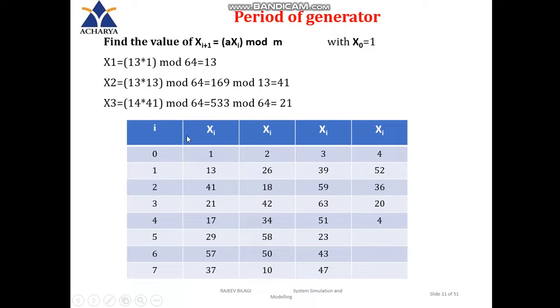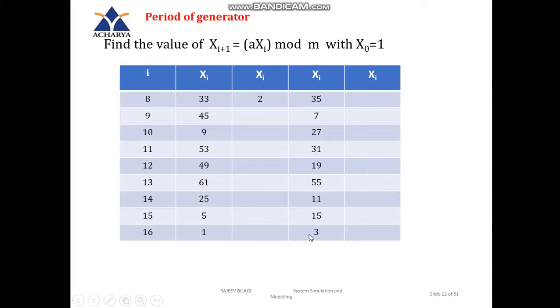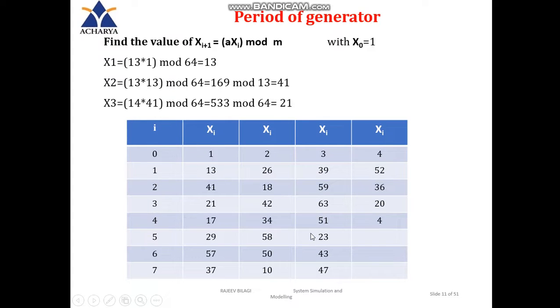So what we can conclude from this table is that the maximum period can be achieved when the value of x naught is odd. So 1, 2, 3, 4: in the first, third and fourth columns you will find that after the 16th place the number will be repeated. So this is how we generate random numbers and check what would be the maximum period using the linear congruential method.